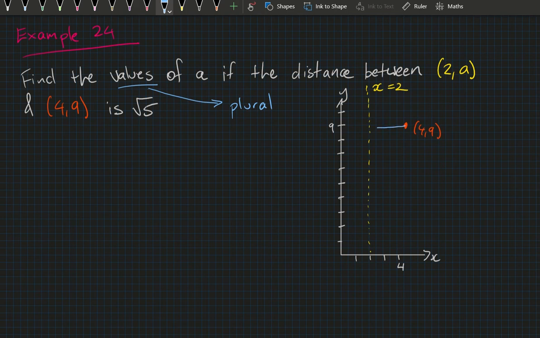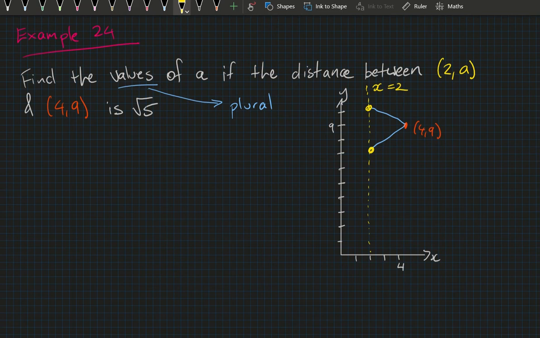This segment here goes from 4 to 2, so it has a length of 2. So that's not the square root of 5, so it can't be that one. So it must be one that goes on an angle like so. And if that had a length of square root of 5, then there would have to be another line like this that would also be a square root of 5. And then we'd end up with either this point or this point, and their heights would be our a as the y value in the point 2, a. Also, when we're finding the square root of numbers, there are always two numbers.